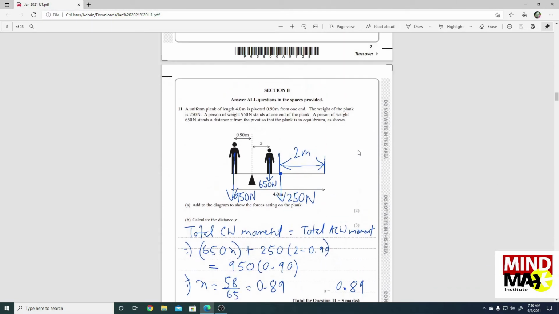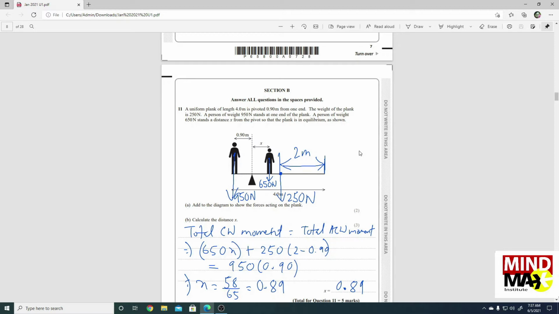We now move on to the broad questions. Number 11 is about moments. If we look carefully here, we have to label the forces. This person, according to the question, has a weight of 650, so we label it from the center of gravity of the person. This person has a weight of 950, so we label it from the center of gravity of the person. We always have to make sure that the weight is labeled from the center of gravity.